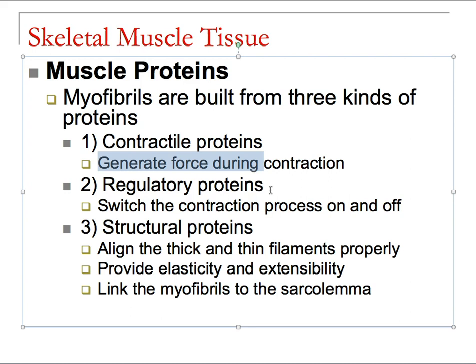Structural proteins align the thick and the thin filaments properly. The myosin line for the M line and the titin. And actually also the dystrophin, because without the dystrophin, you don't get the conduction of force onto the surface of the cell, which would then not pull on the endomysium. So how does it work?